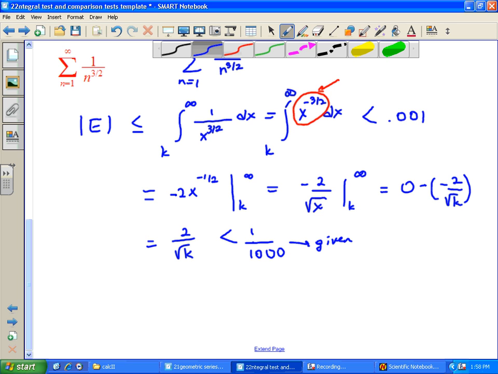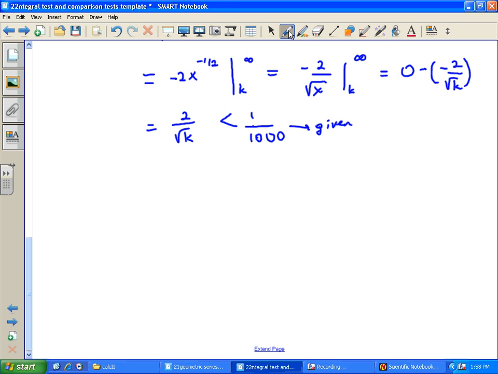Okay, how do you solve an inequality like this? I need to know what k is. How many terms should I add so that the error is less than the given specification? Yes, suggestion or question? Should we cross-multiply as if they were an equality? We can do that, but be careful if you have negative quantities, then the inequality will reverse. But everything is positive. k is positive, 1,000 is positive, so you can do that. So that's a good suggestion.